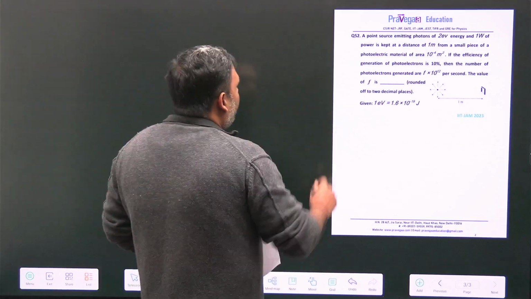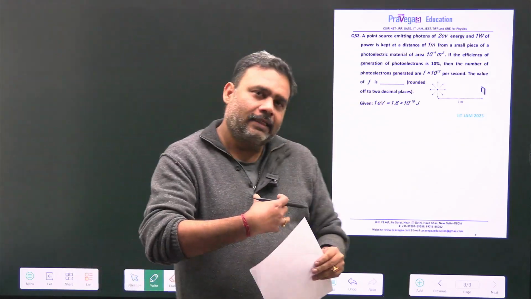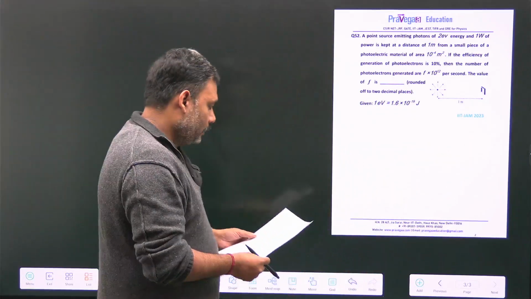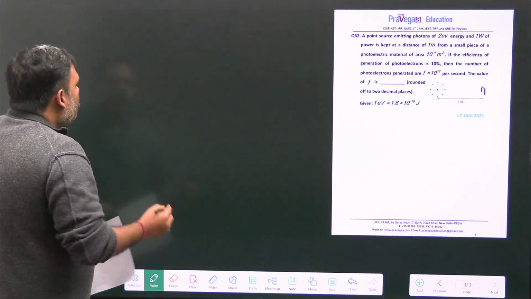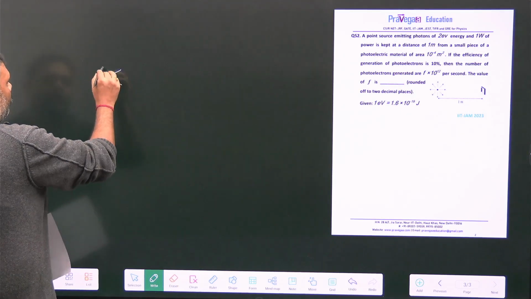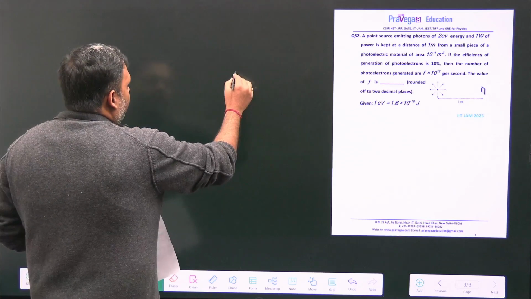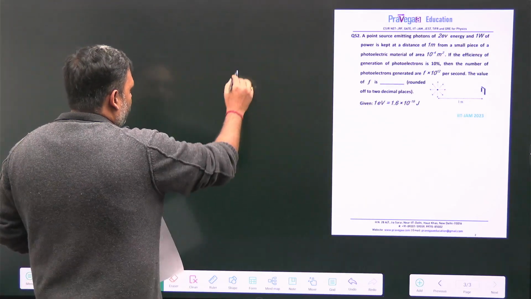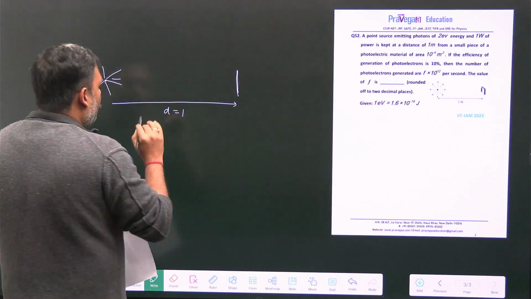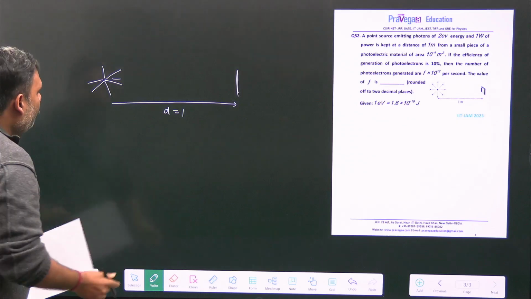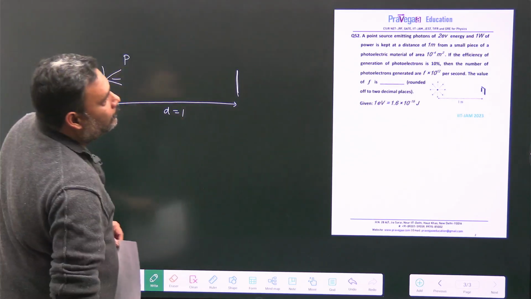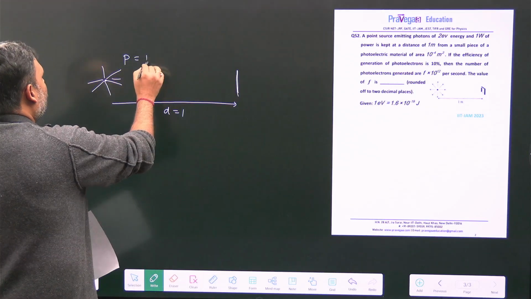Look at this, it is a point source. If it is a point source, then radiation will go in a spherical way. So let's see what is going to happen. Suppose we have a point source, and radiation is going like this, and here is your metal piece. Suppose this distance is D equal to 1 meter. So what will be the intensity? The power is P, which is given as 1 watt.